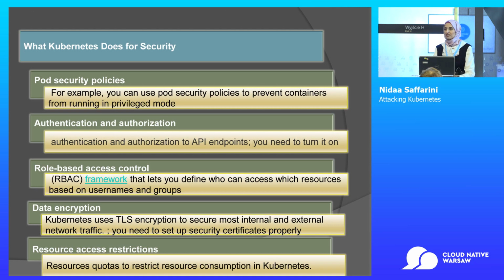So what does Kubernetes do for security? There are some really interesting points that Kubernetes added to security, like pod security policy, which lets us control the privilege mode for the users, authentication and authorization, which use TLS encryption in all services, even on all transactions between API servers, kubelet, or between users and kube proxy. The role-based access control, which we use to make the right access control for the resources. Data encryption, and finally, resource access restriction.